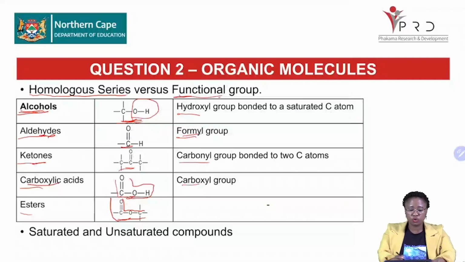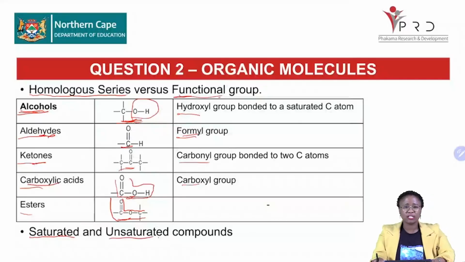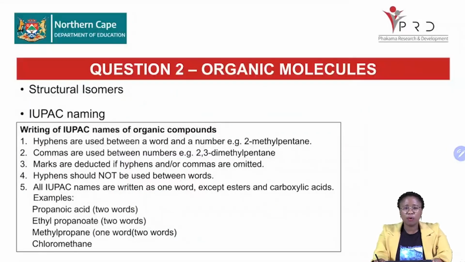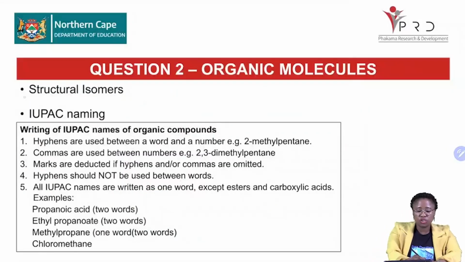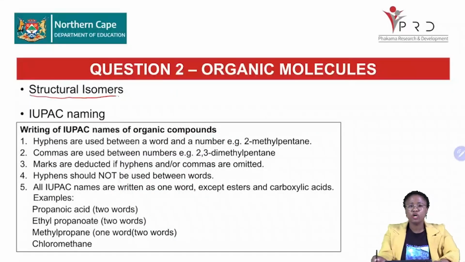Nextly, I quickly want you to remember the differences between saturated and unsaturated compounds here. Remember, saturated and unsaturated compounds. Saturated, they don't consist of multiple bonds between carbon atoms, and then unsaturated, they consist of multiple bonds between carbon atoms. All right, very much important to remember all of that. Now, let's quickly jump on to what you also need to look at as you are practicing your question 2, which is to look at structural isomers.